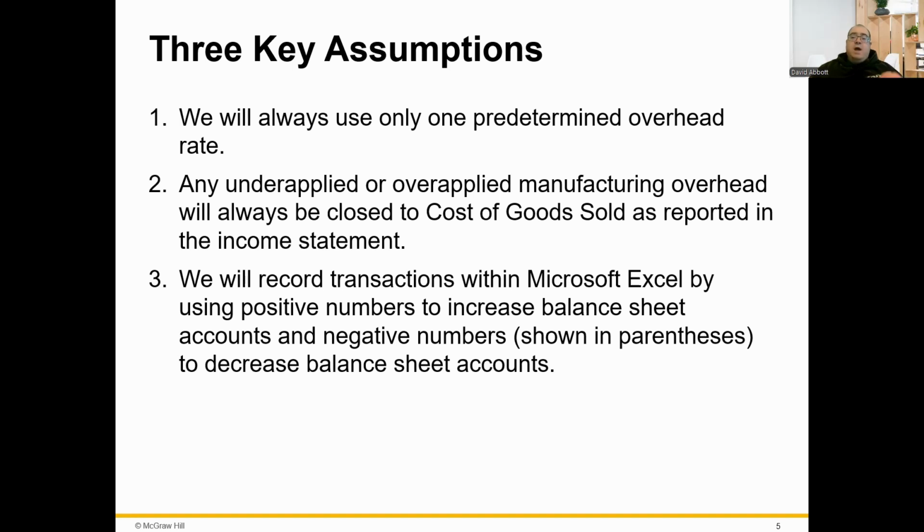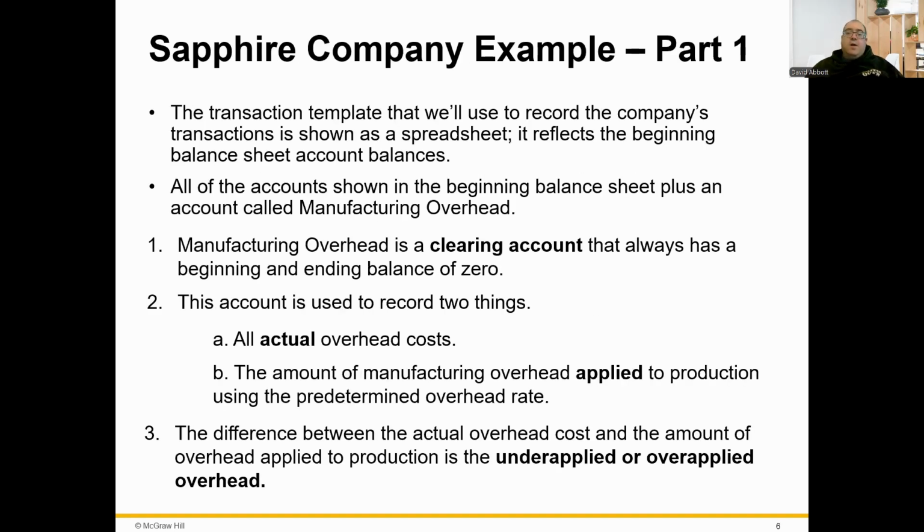If there's an underapplied or an overapplied manufacturing overhead, we're just going to go ahead and close it out to our income statement. And then if we have any positive numbers, those would increase the balance sheet. Any negative numbers would decrease the balance sheet. And remember that when we're working on the computer in Excel, depending on how you have it set up, if it's a number in parentheses, that would be a negative number, based on the formatting that you're using in Excel.